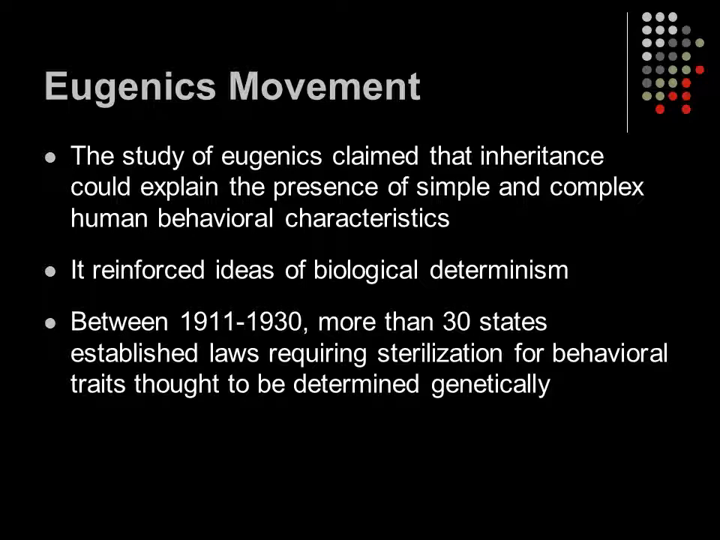But the eugenics movement essentially said this is all biologically determined, and so if we can identify these people that have these traits, well, then we can just get rid of them. And so, you look here, between 1911 and 1930, we actually had over 30 states in our country that had laws requiring sterilization for behavioral traits that were criminal, that were thought to be determined genetically. Most of these kinds of things have been done away with now, but you can see the danger of making policies on this kind of stuff when you don't really have a good scientific basis for what you're doing.